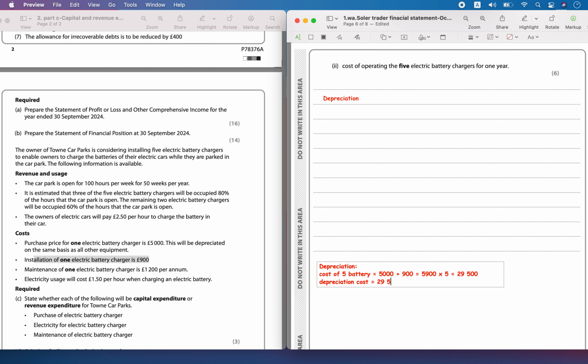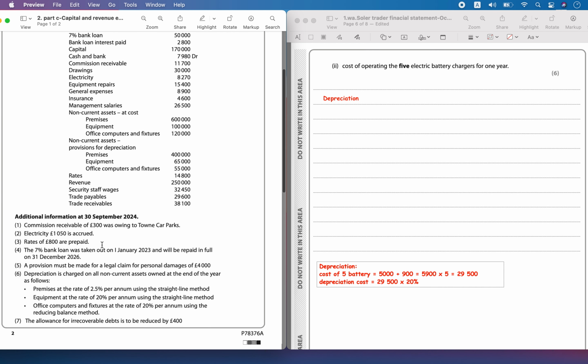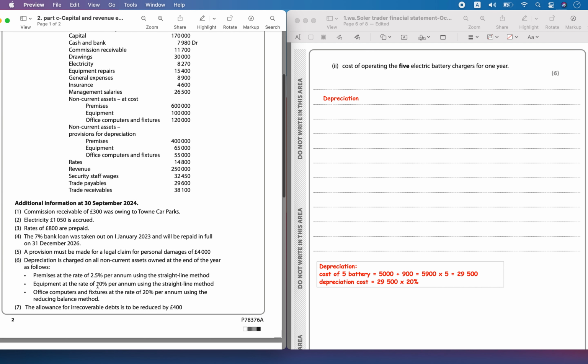Now let's calculate the depreciation cost. The cost of 29,500 times 20 percent, because he is depreciating as any other equipment, and equipment is depreciated at the rate of 20% per annum using the straight line method. That is 5,900. So the depreciation cost is 5,900.